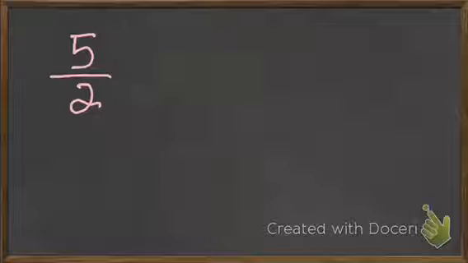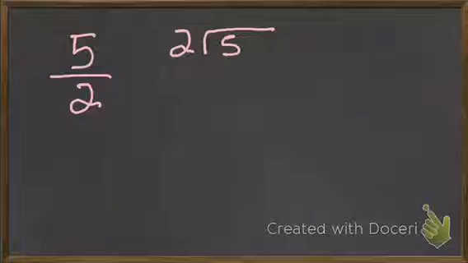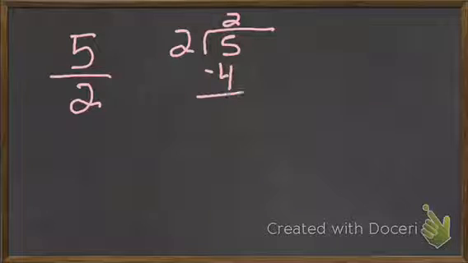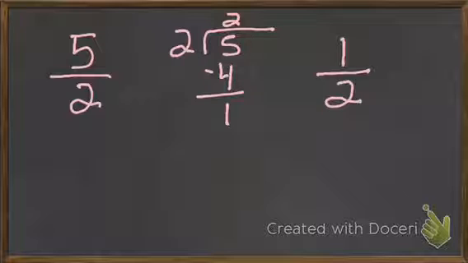So let's say we have 5/2, and I want to change that improper fraction to a mixed number. I am going to do long division. 2 into 5. How many times does 2 fit into 5? 2 times. 2 times 2 is 4. Subtract that, gives you 1. So my remainder goes in the top. My denominator stays. How many times it goes in evenly is the whole portion of the mixed number.